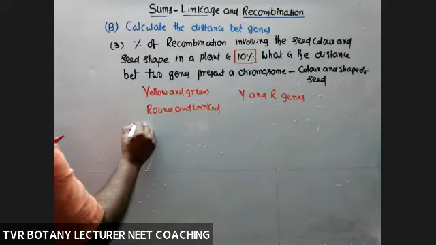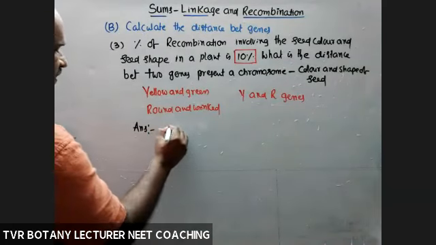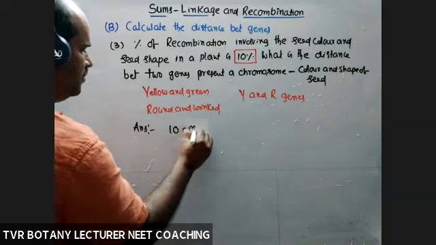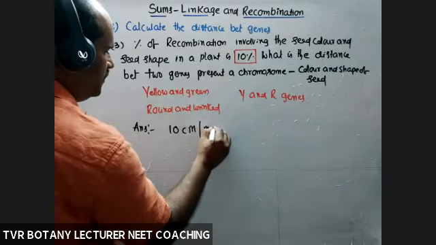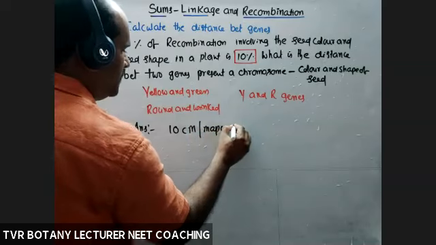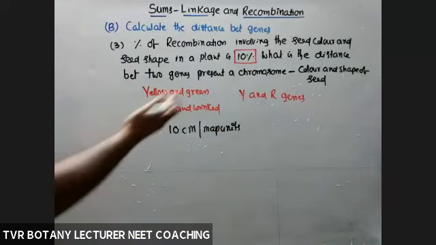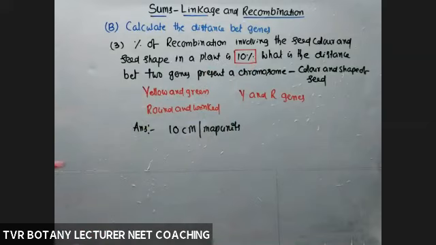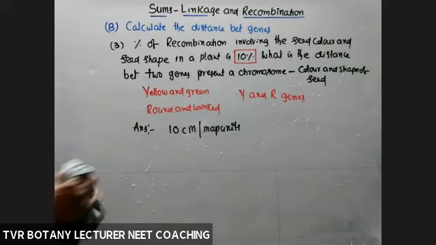So the answer is simply 10 centimorgan or map units. Directly given, the percentage is given, percentage is equal to distance between genes. Okay, next. Right?